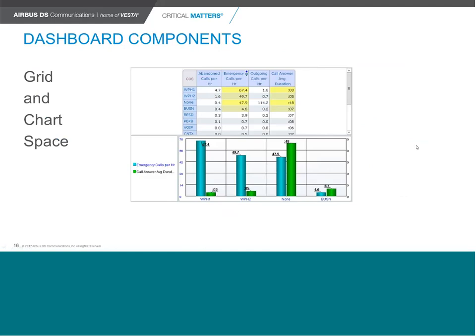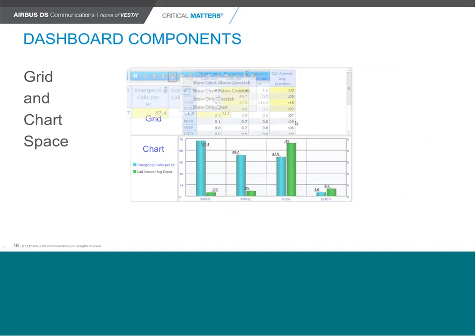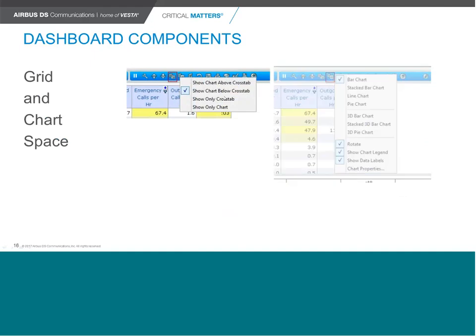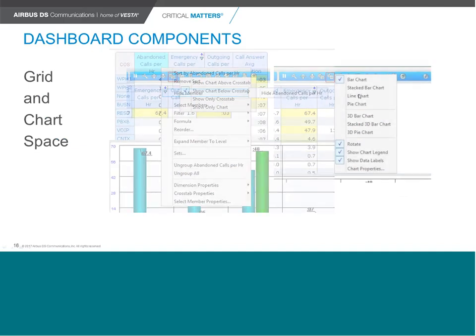So again, we talked about the grid and the chart. These can be switched around on the top or the bottom. In this example, you see that there's a chart below the grid, which is real easy. One of the things that I like to show is that in that toolbar, it's simply selecting a button on the top and deciding where you want that chart to be displayed, or if you only want to see cross-tabular. And again, if I'm in my chart, I can also decide what type of chart I want.